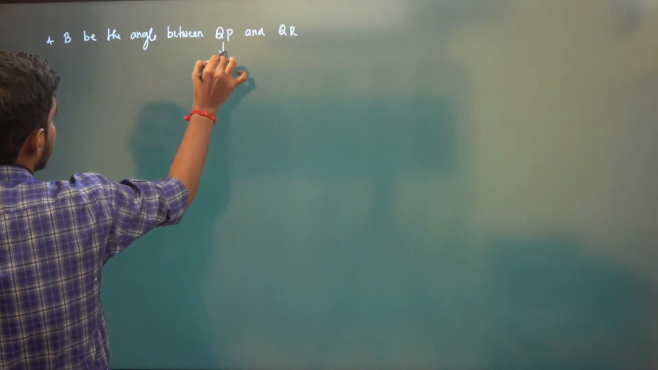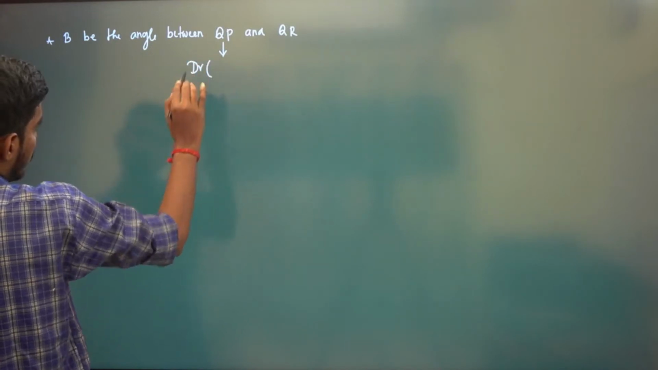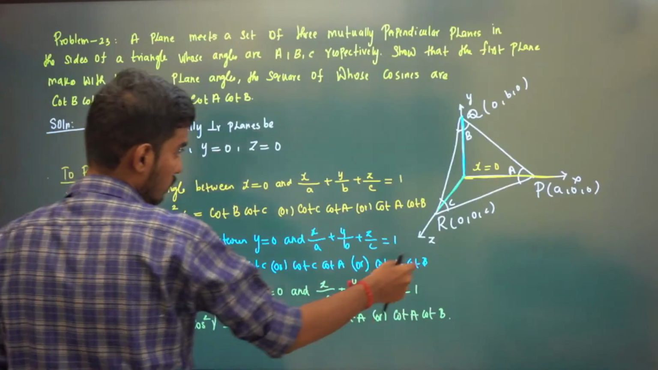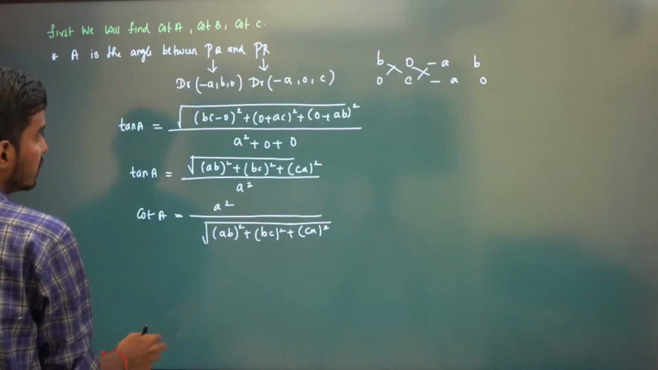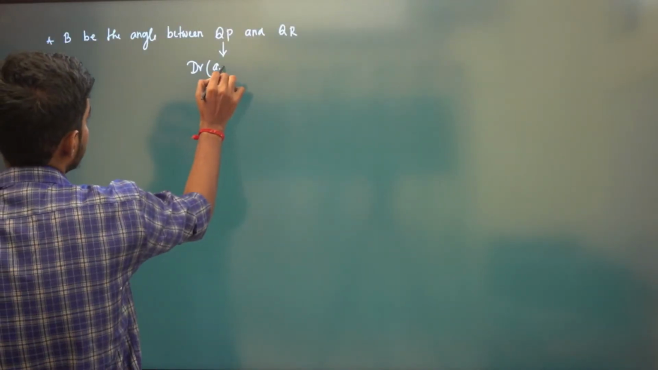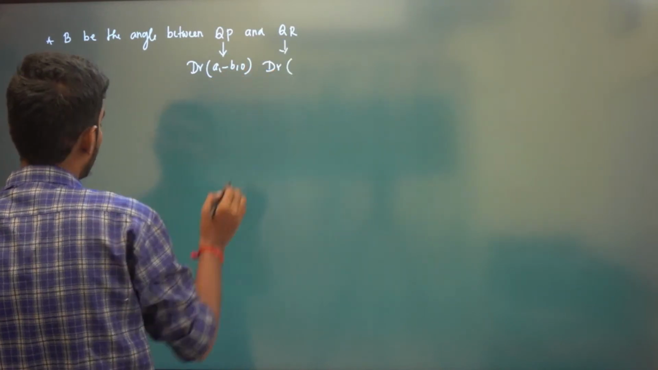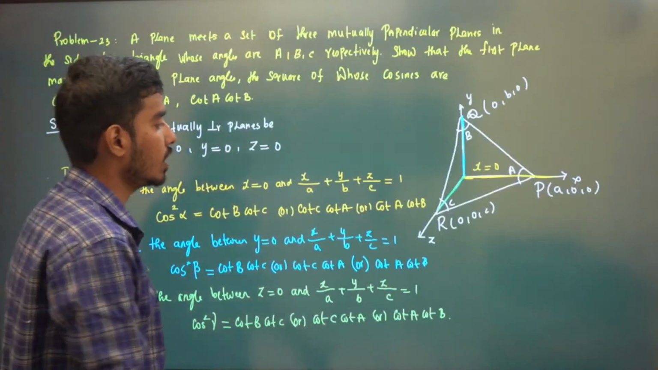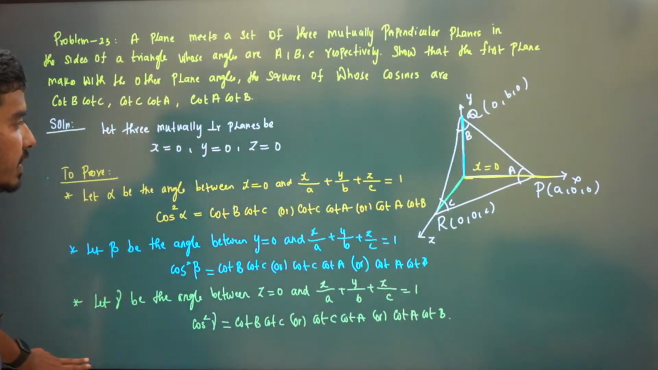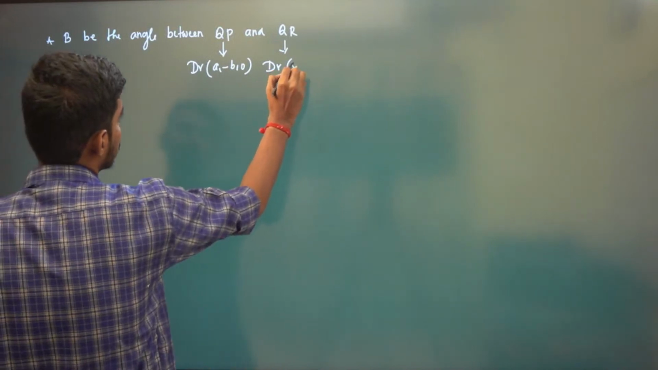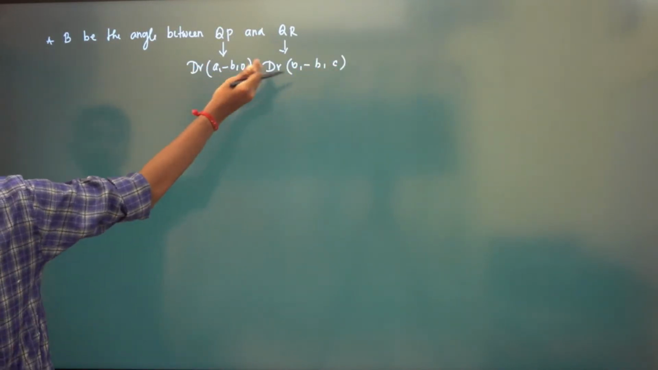Now, what is the direction ratio of QP? It is P minus Q. So it will be A minus 0, 0 minus B, 0 minus 0. So it will be A, minus B, 0. A, minus B, 0 is the direction ratio of QP. And similarly, you find the direction ratio of QR. So QR, R minus Q. So 0 minus 0, 0 minus B, C minus 0. Now, you know the direction ratio of two lines.